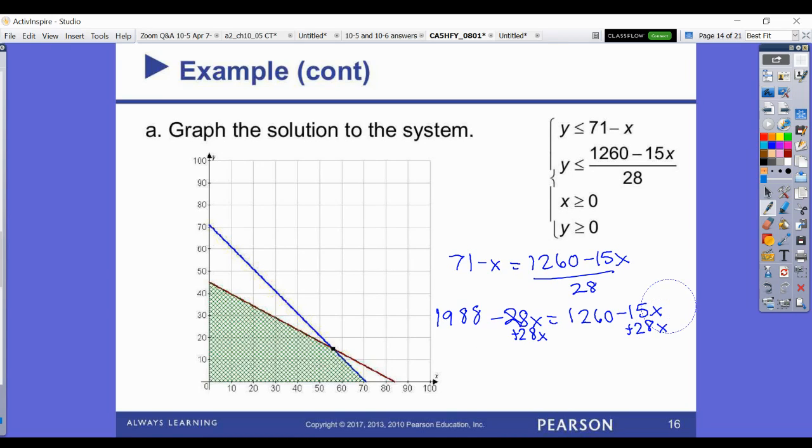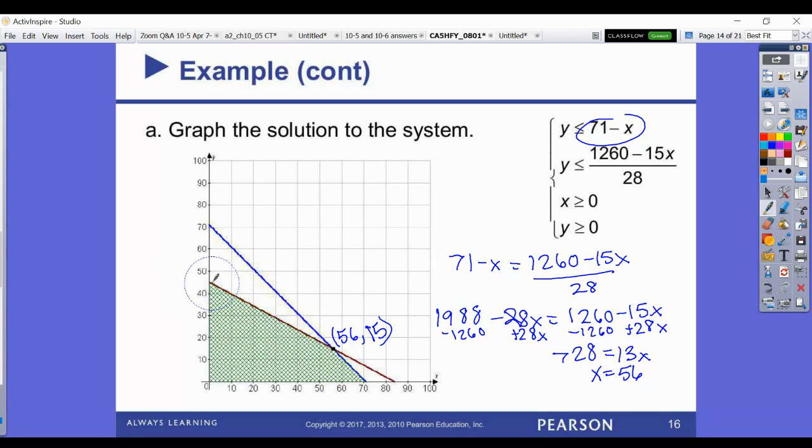Negative 15x plus 28x is 13x. And I'm going to subtract the 1260 over to the other side. 1988 minus 1260 is 728. And then we divide by 13. X equals 56. So this point right here is 56 comma. And I need to find out the y value, so I can go back to my original equation and do 71 minus 56. So I can buy 15 y cars. So this little point right here is kind of an optimal point.